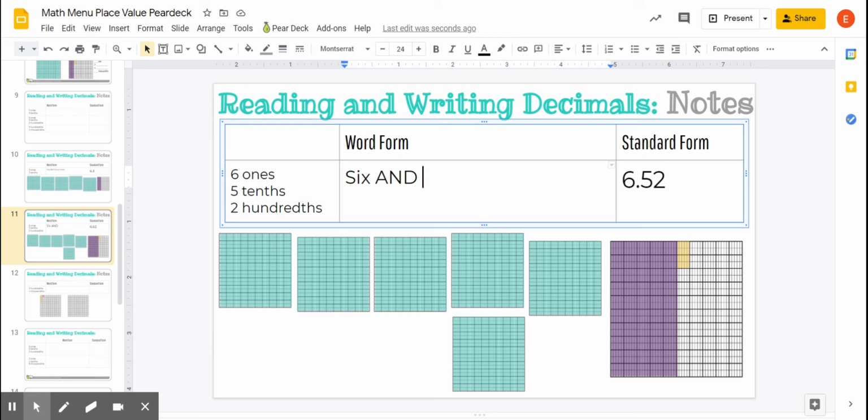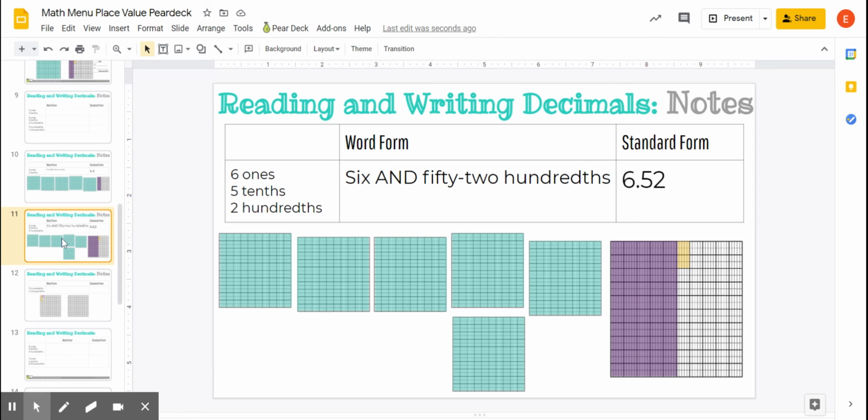So when I'm saying it in words, I would say 52, and then the place value word I would say is hundredths. And again, make sure you have that D in the hundredths. So 6 and 52 hundredths. That's how we would read that in word form and what it would look like in standard form. Okay. All right, one last one in our notes.